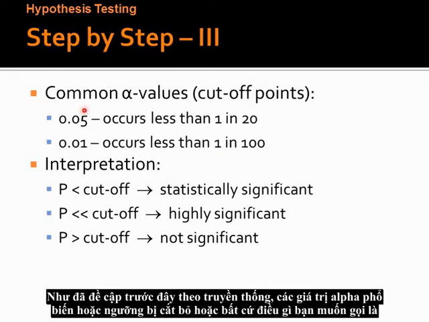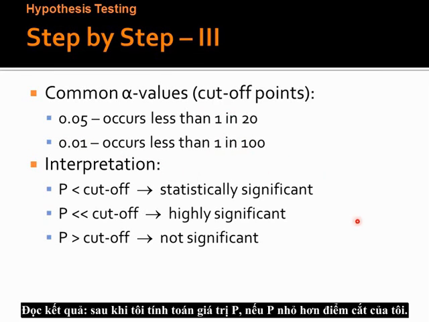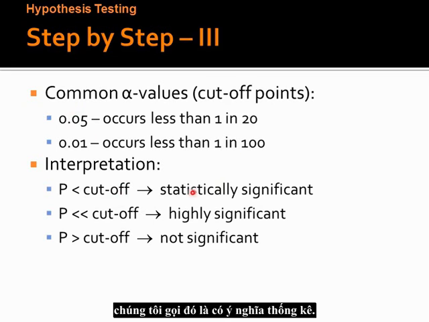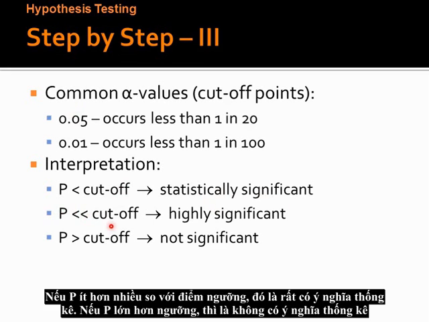As mentioned previously, by tradition, common alpha values or cutoff points or thresholds, or whatever you want to call it, are 0.05, or in other words 1 in 20, or 0.01, or 1 in 100. Interpretation. After I calculate my p, if my p is smaller than my cutoff, we call it statistically significant. If p is much less than my cutoff, we call it highly significant. Or if p is greater than our cutoff, we just say it's not significant.